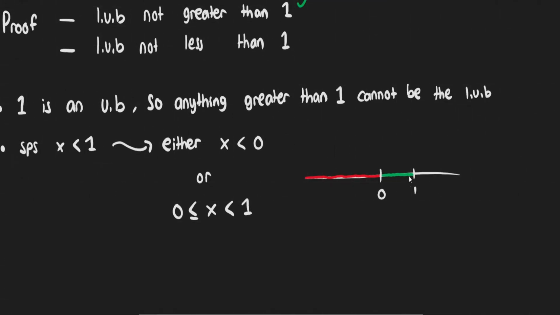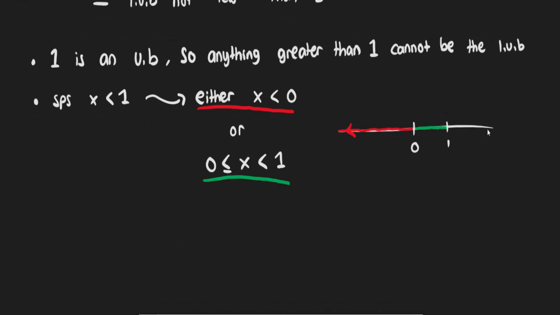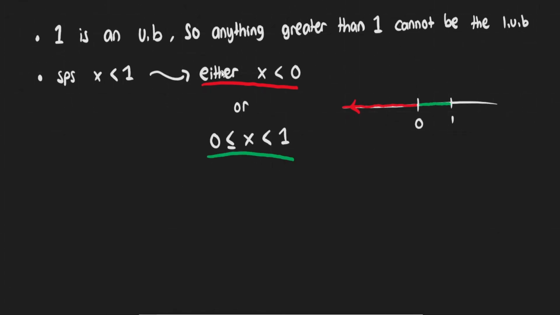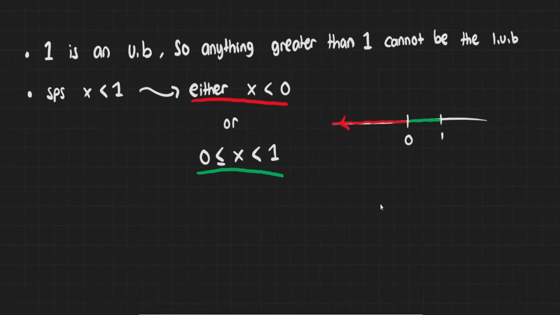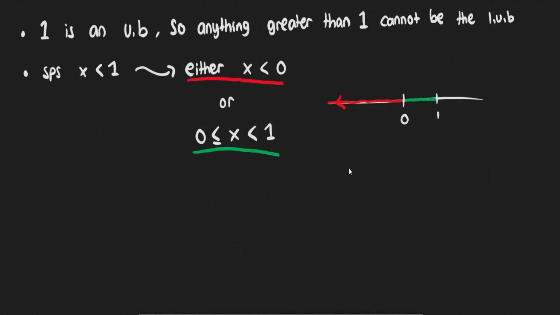So if x is less than 1, then x could either be on this red line or it could be on this green line. And this red over here goes all the way, of course, to negative infinity. So red represents this thing over here, and green represents this thing over here. And we're going to deal with these two cases individually. And we're going to show that both of these just lead to contradictions.